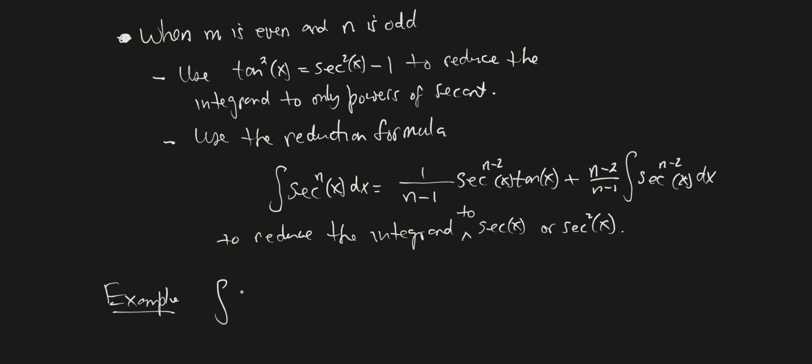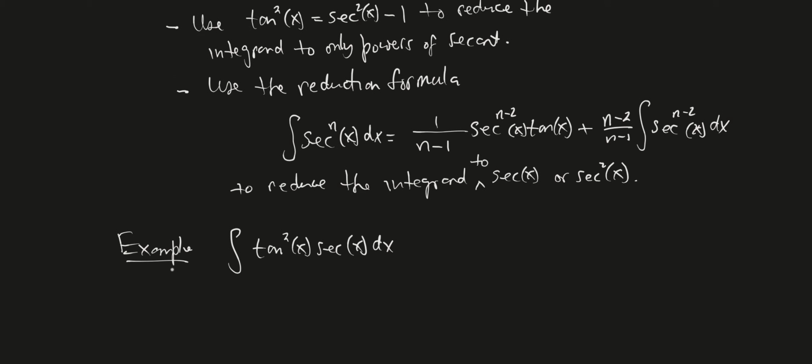Suppose we have the integral of tangent squared times secant x. The first procedure wouldn't work because the power of secant isn't even, and the second procedure won't work because the power of tangent is not odd. So you essentially eliminate those two, and then you're left with this third case.